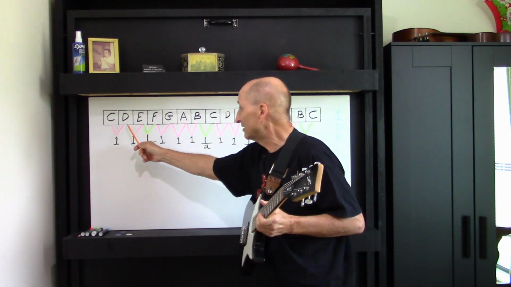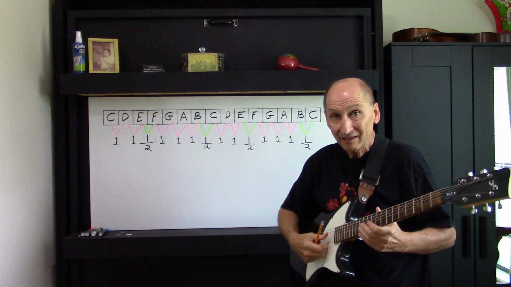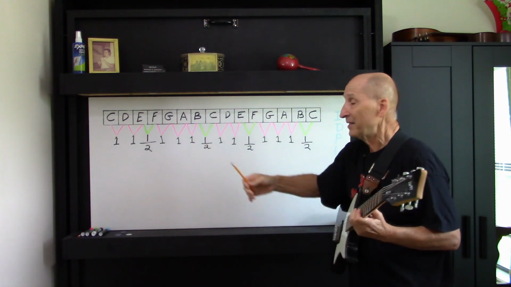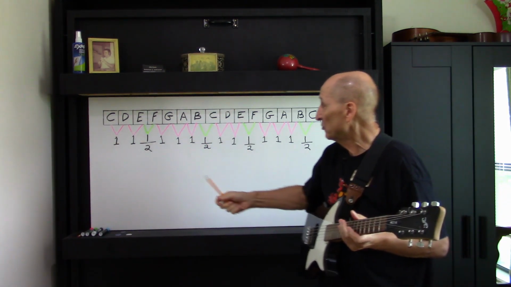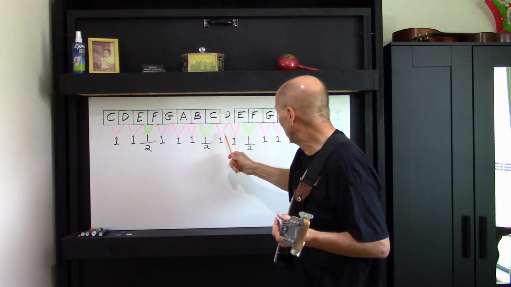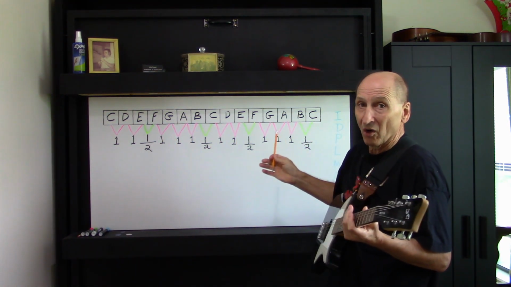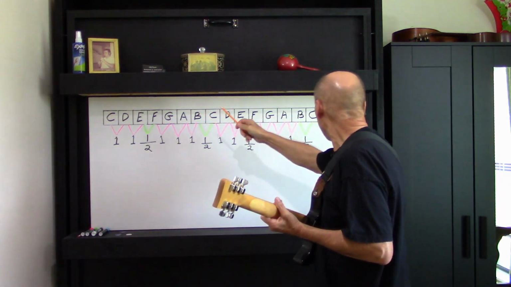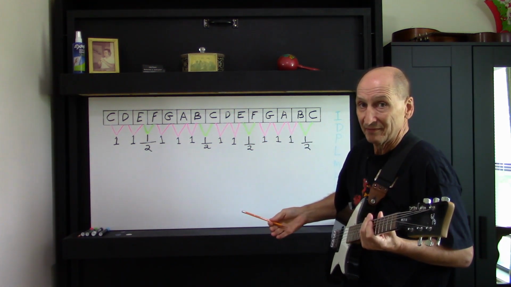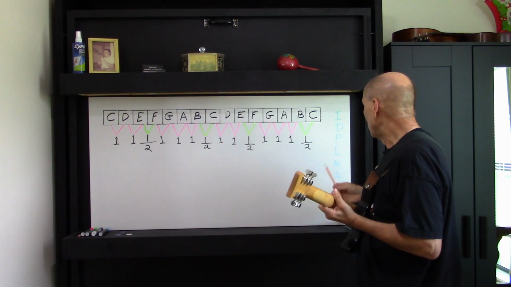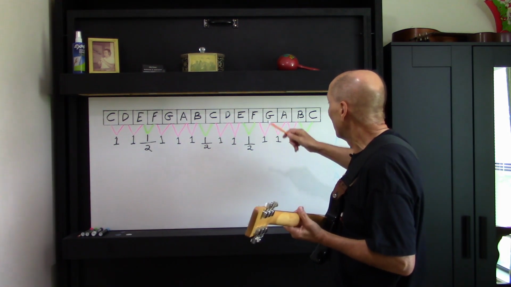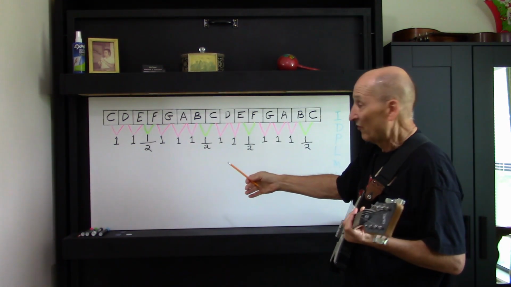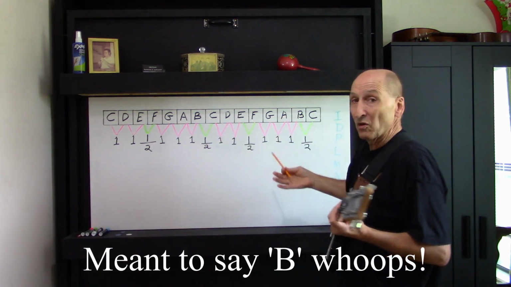If you start on D and you go D to D, you've played what they call the Dorian mode. If you start on E and follow it through, you've played the Phrygian mode. If you start on F, you've played the Lydian mode. If you start on G, you've played the Mixolydian mode. If you start on A, you've played the Aeolian mode. If you start on B, you've played what they call the Locrian.